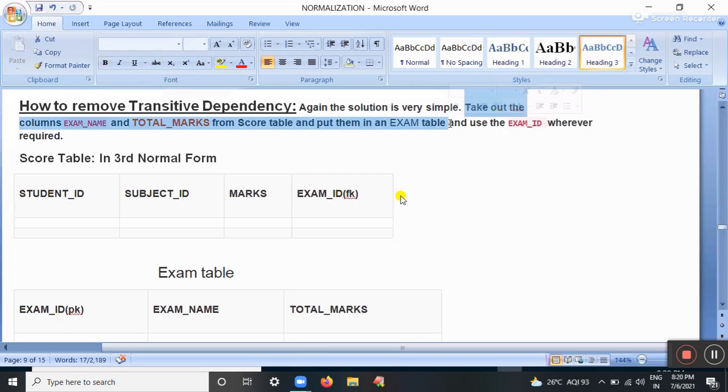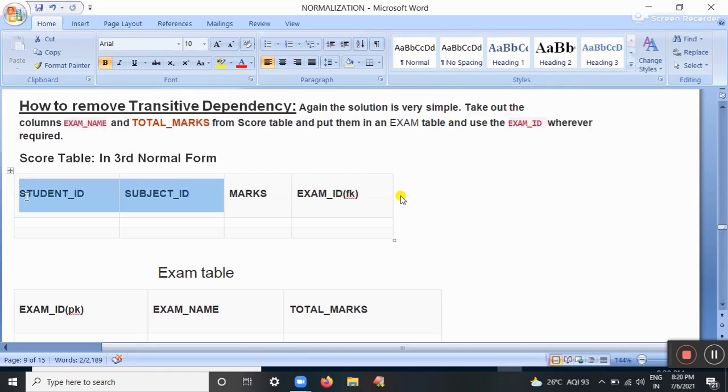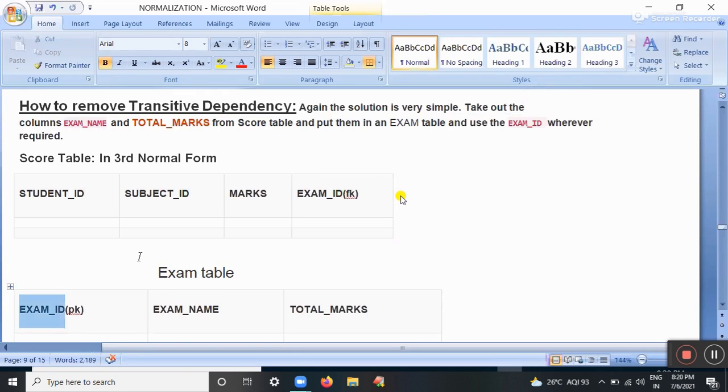Now we can see this is the score table: student ID, subject ID, marks. Which columns are remaining? Examination name and total marks are the ones I removed from the score table and kept in another table. The table is called the exam table. In the exam table, I'm giving examination ID, examination name, and total marks.